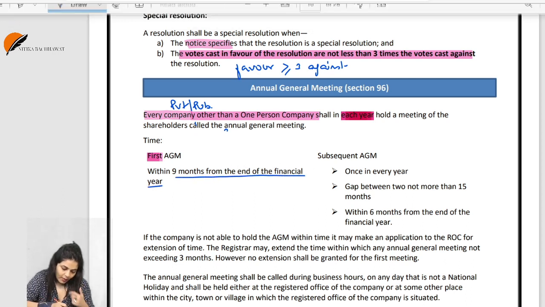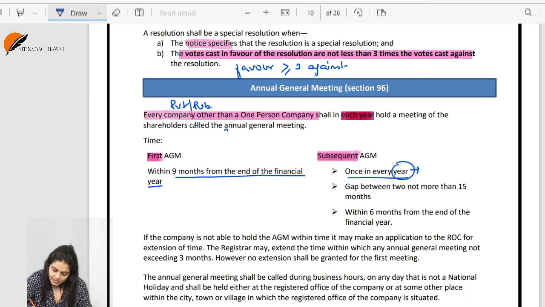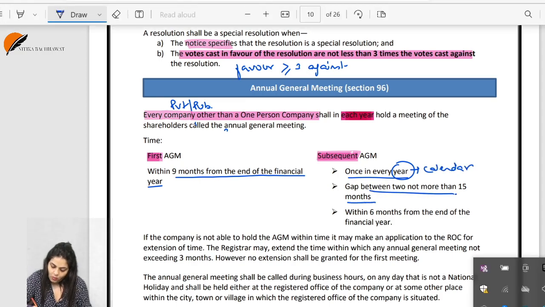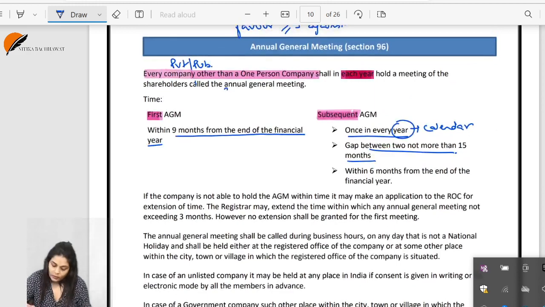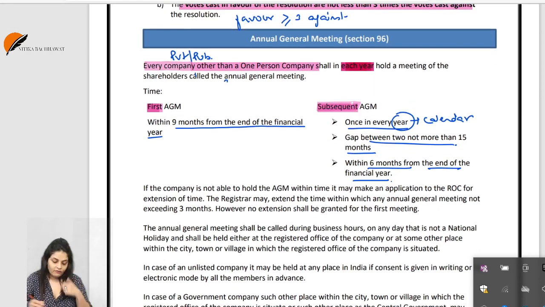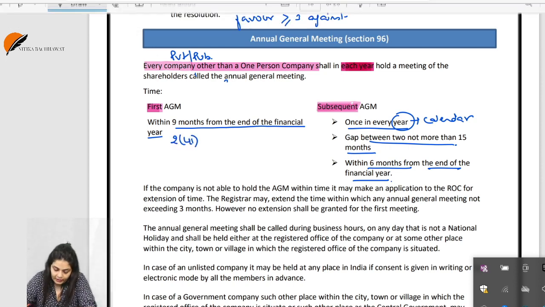For subsequent AGM, the time is once in every year. This year means what? Calendar year. Gap between two not more than 15 months and within 6 months from the end of the financial year. The term financial year is defined under clause 41 as I already defined it to you.